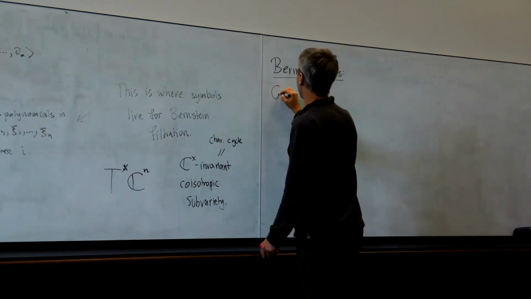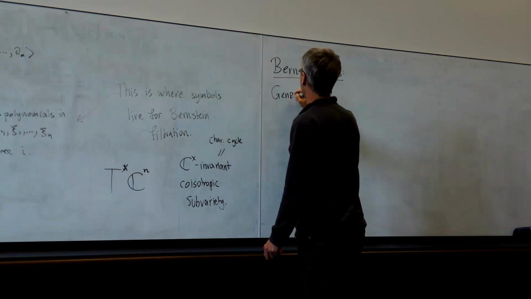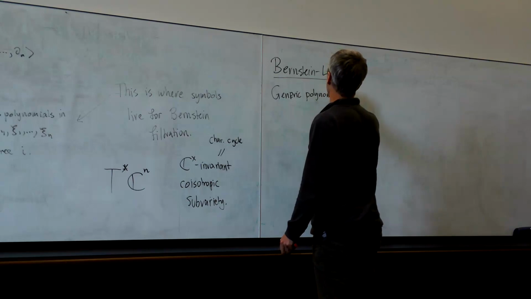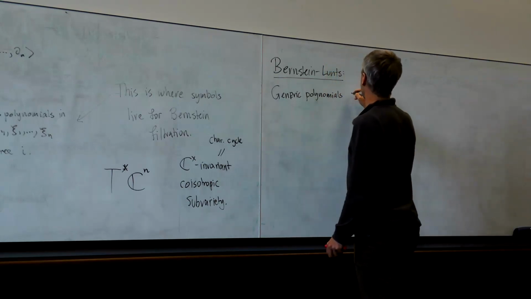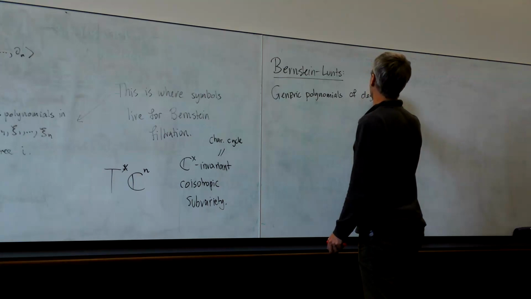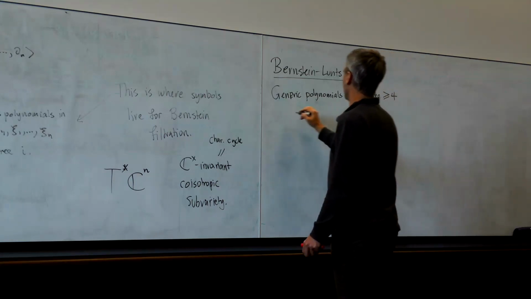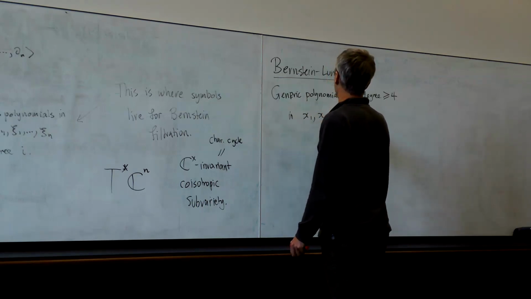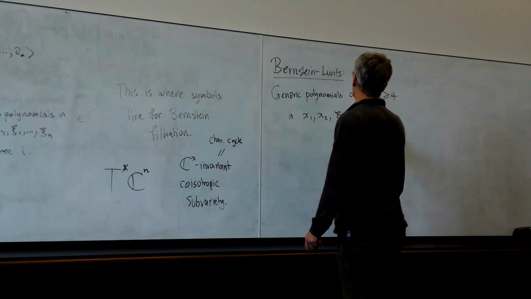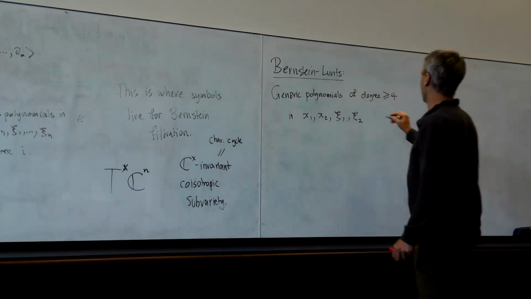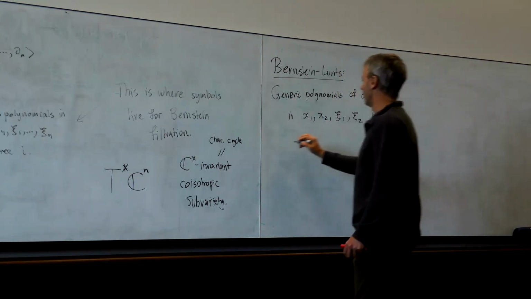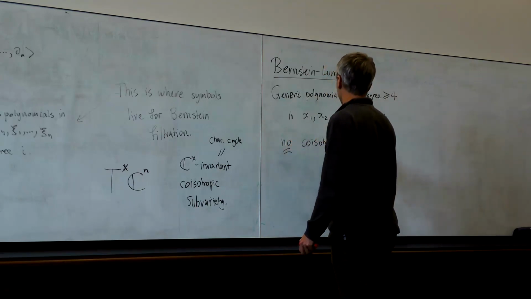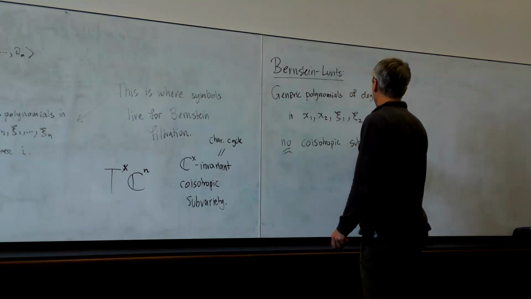So generic polynomials of degree bigger than or equal to 4 in x1, x2, psi1, psi2 have no co-isotropic subvarieties.